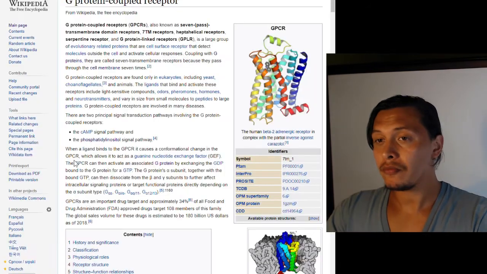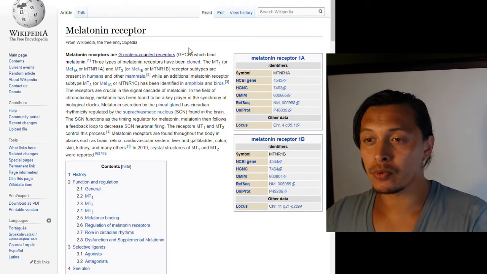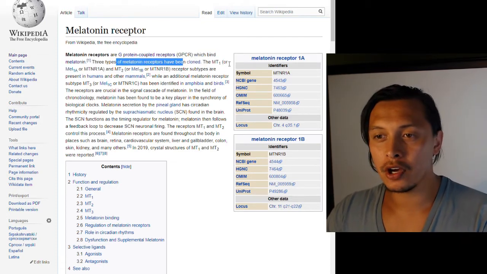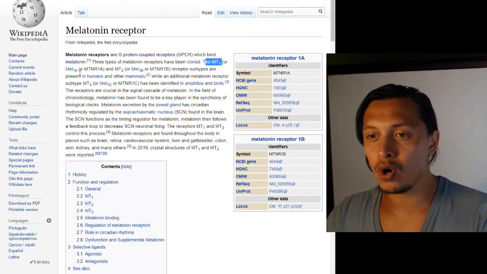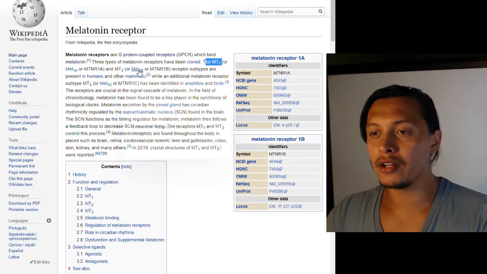And the melatonin receptor is one of those G protein coupled receptors. So 3 types of melatonin receptors have been cloned, and these are the MT sub 1, or melatonin 1A, and MT sub 2, or melatonin 1B.